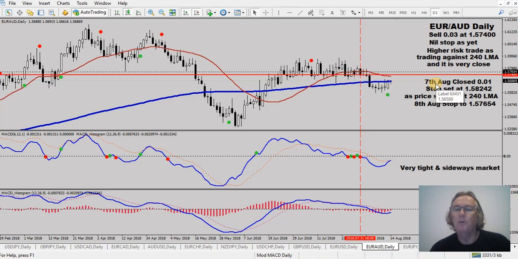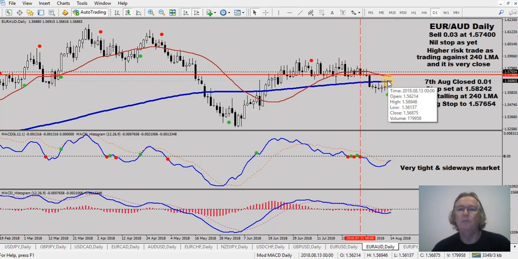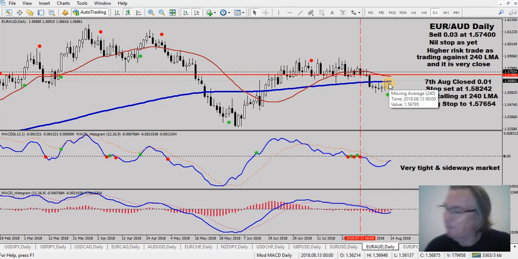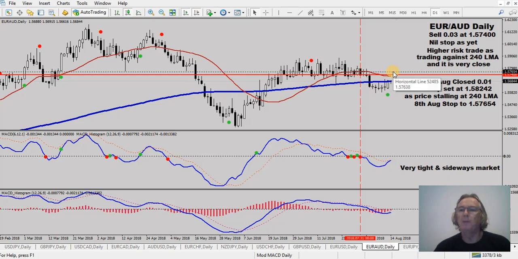Well, I've already closed 1/3 of it. This morning I closed another 1/3. So I'm just leaving 0.01 in this trade. And the reason I closed it this morning, with prices at the 240 LMA, got a green QMP dot there, the fast MACD's heading up, the standard MACD's heading up, so it looks like it's losing some sort of oomph. So I just took a little bit more off the table, reduced the risk, got a stop in place above the entry level. Can't lose on the trade, but it's just not going as well as I would have liked.